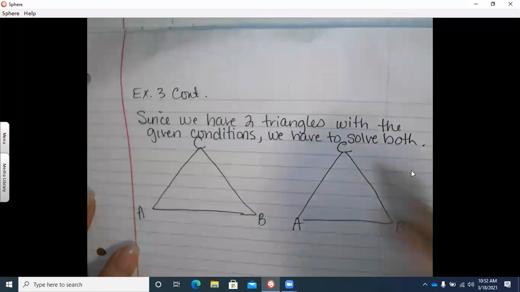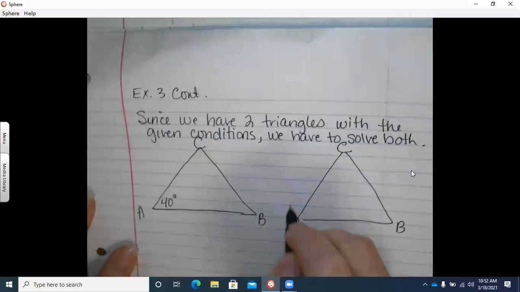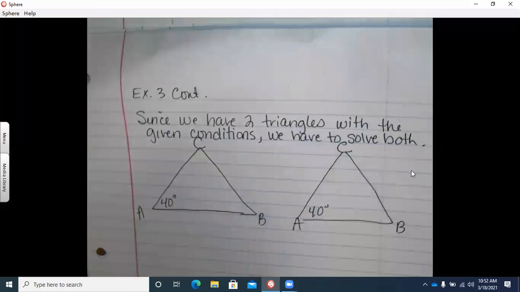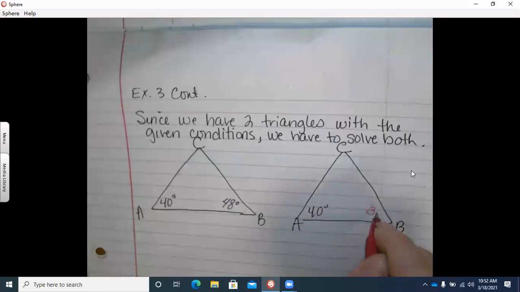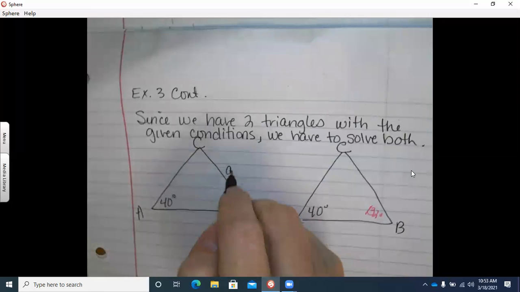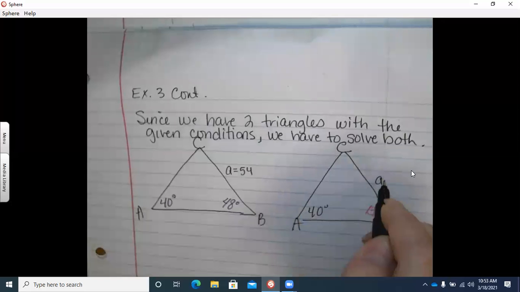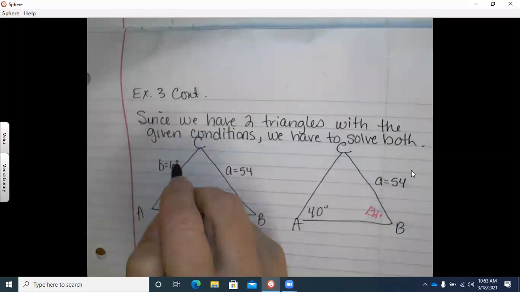They told us angle A is 40 degrees. That's the same for both triangles. In one of my triangles, B is going to be 48 degrees. And the other triangle, B is going to be 132 degrees. They told us that side A is 54, so that's the same on both. And they told us that side B is 62, and that's the same on both.